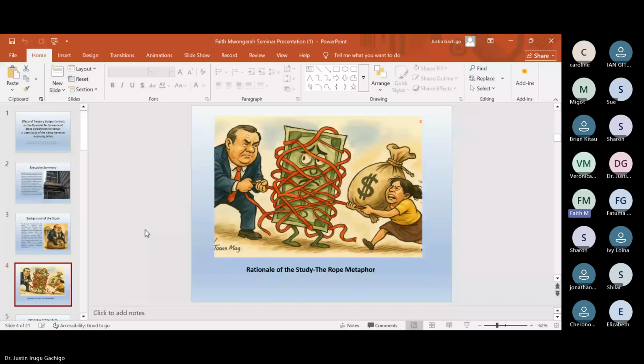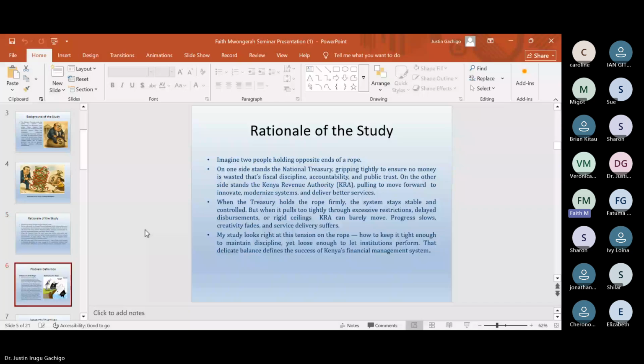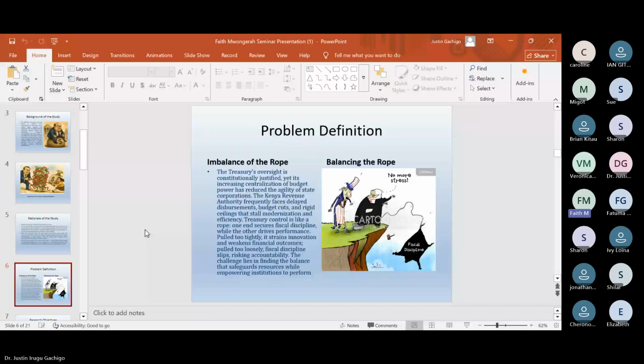And so that gives my problem definition of my study, that Treasury oversight is constitutionally justified, yet its increasing centralization of budget power has reduced the agility of state corporations. The Kenya Revenue Authority and other state corporations frequently face delayed disbursement, budget cuts, and rigid ceilings that stall modernization and efficiency. Treasury control is like a rope. One hand secures fiscal discipline, while the other hand drives performance, and when pulled too tightly, it restrains innovation and weakens financial outcomes; pulled too loosely, it does the same. So this is what I'm trying to study: how Treasury, using the various controls, can balance both sides, give the state corporations their financial freedom in some sort, but still achieve what it is meant and mandated to achieve under the Constitution.